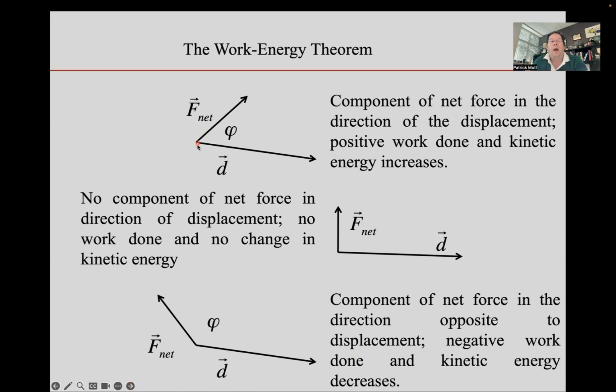This sort of makes sense. If the net force is pointing in the direction of the displacement, it's going to go faster. Kinetic energy increases. If the net force is pointing in the opposite direction of the displacement, then it's going to slow it down. So the kinetic energy decreases. And in between those two cases is the case where the net force and the displacement are perpendicular. So no part of the net force points along the displacement. In that case, there's no change in kinetic energy.